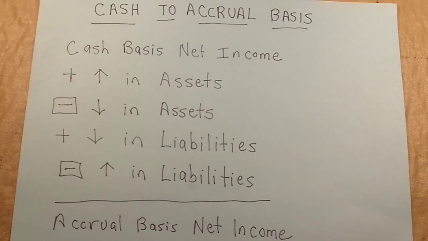We'll decrease or subtract decreases in assets. We'll add decreases in liabilities, such as accounts payable, and we'll subtract increases in liabilities, such as accounts payable. And when we're done, we'll have converted cash basis to accrual basis.